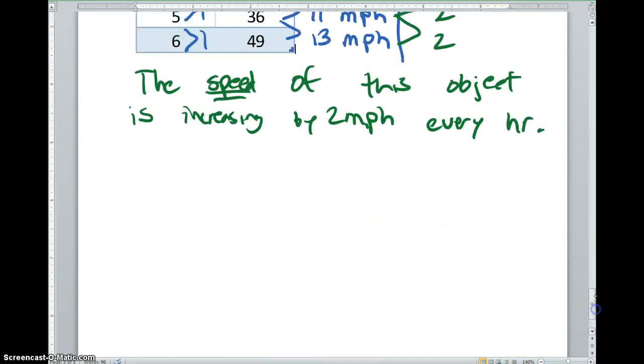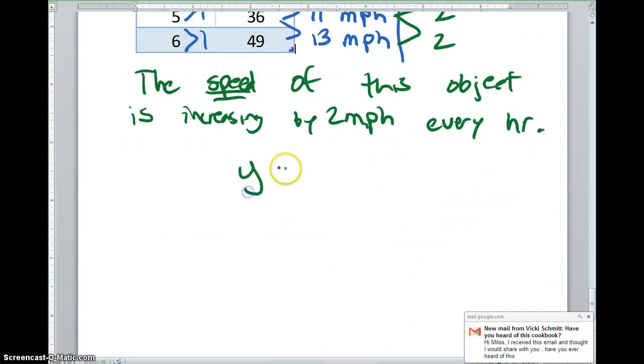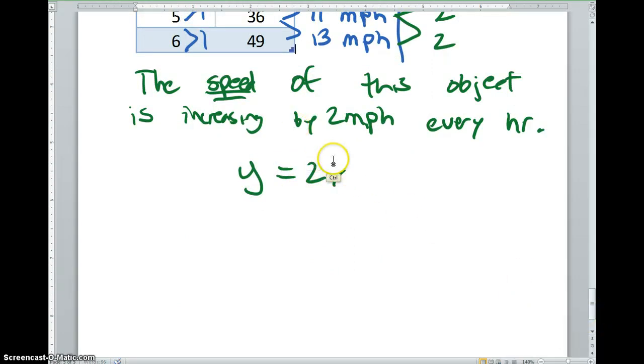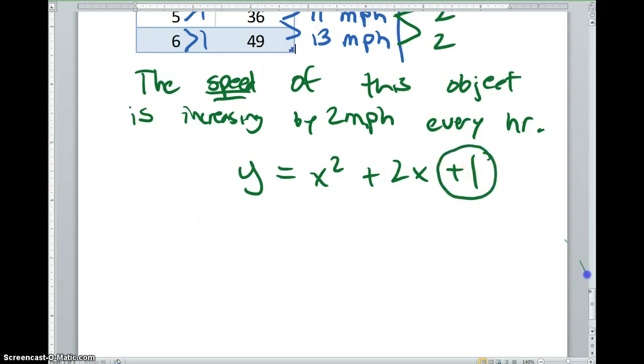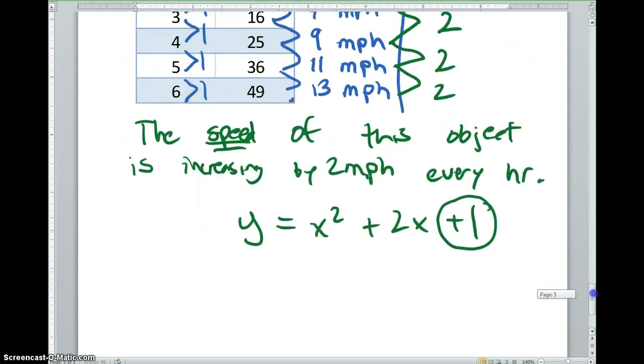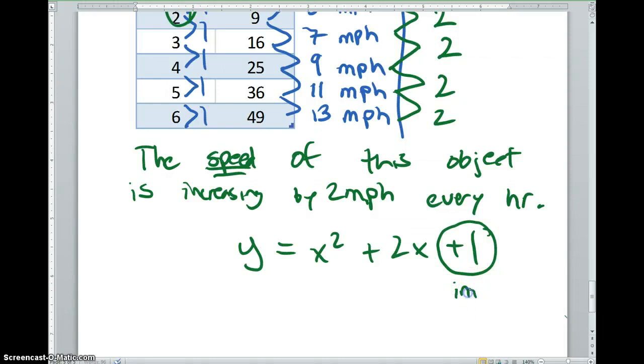Well, let's look back at the equation that we were dealing with: y equals x squared plus 2x plus 1. We still have this in our table, and we know that 1 is the initial value. That means when x is 0, y is 1.